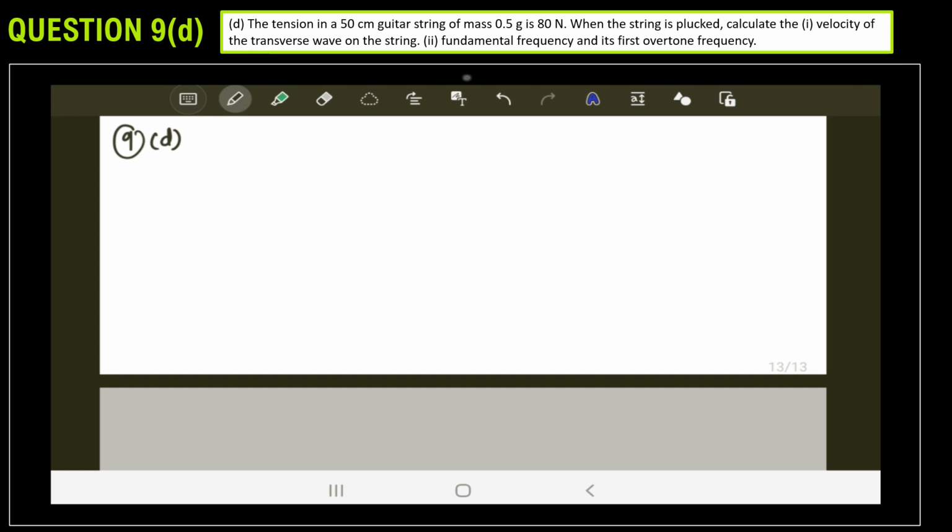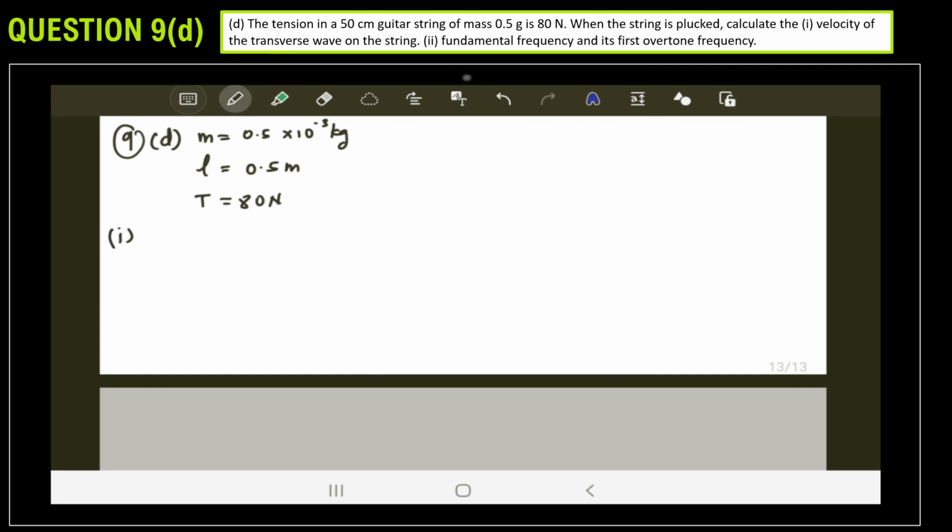For 9D, we have the tension in a 50 centimeter guitar string. The mass is given, and the tension of the guitar string is given. So take out all the information from the question. We have the mass of the string 0.5 times 10 power of negative 3 kg, the length of the string is 0.5 meter, and the tension is 80 Newton. Is there anything else? No. Okay, the first question.